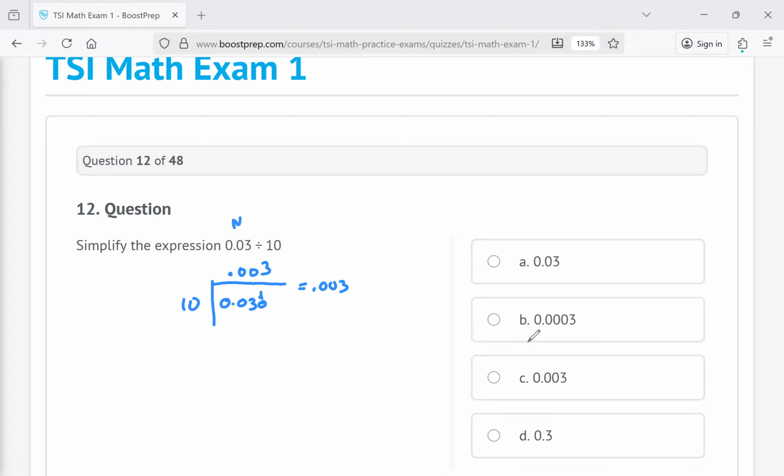0.003. So now it's obviously C. Wait, yeah, there are two zeros. You have to include two zeros. You don't have to include this one, which is called a leading zero, but you do have to include those two zeros, so it is C.